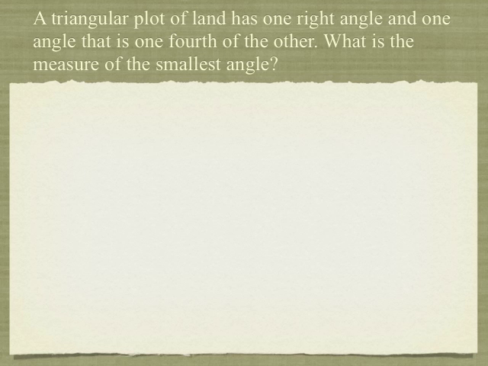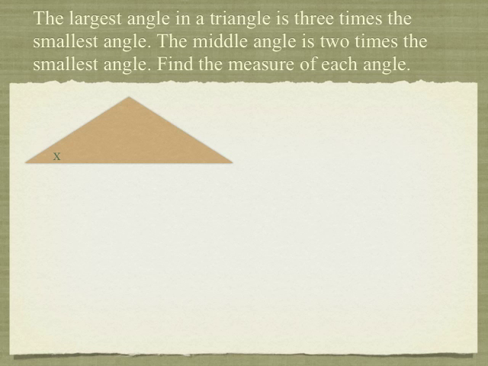The largest angle in a triangle is 3 times the smallest angle. The middle angle is 2 times the smallest angle. Find the measure of each angle. Okay, so here we have another triangle story problem. The largest angle in a triangle is 3 times the smallest, and the middle angle is 2 times the smallest. Find the measure of each angle.